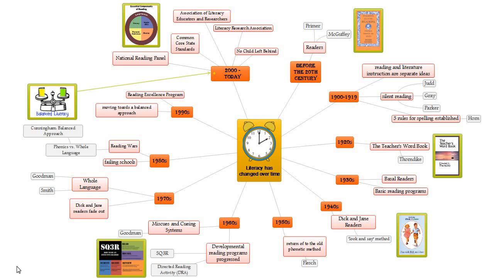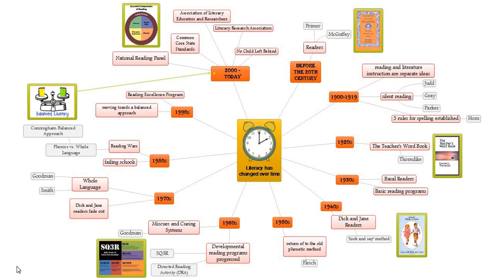Round-robin style reading took place in the 1940s using the Dick and Jane readers. These readers used the look and say method. Phonics instruction played a major role in the 1950s when Flesch brought back the old phonetic method.